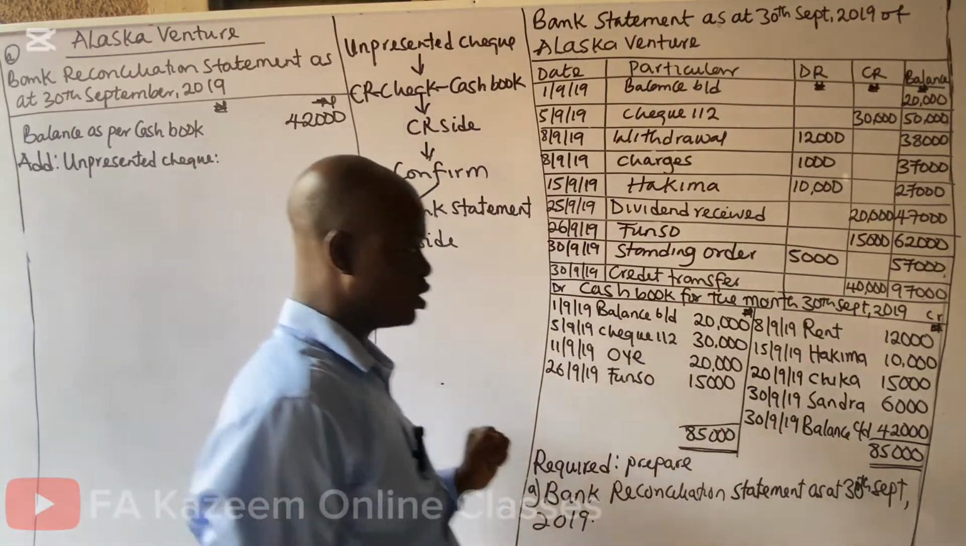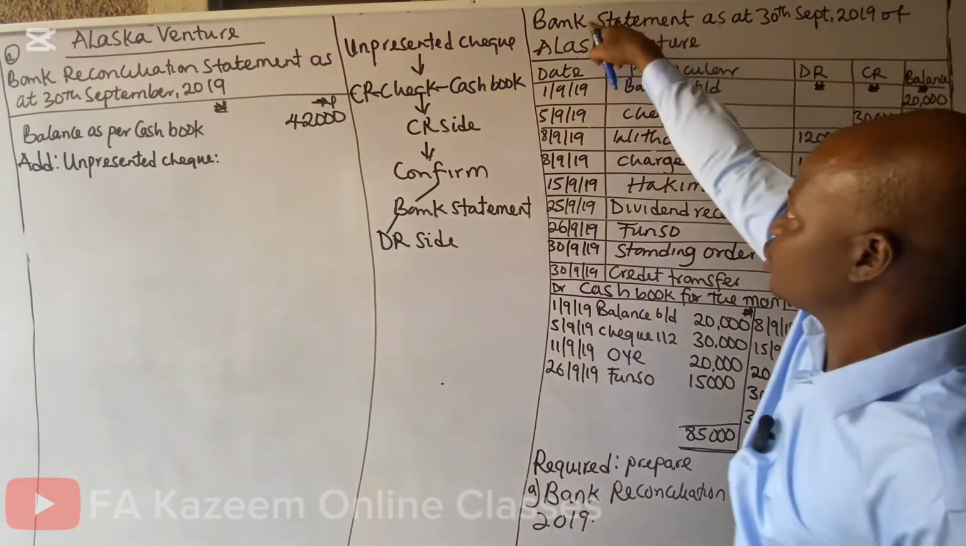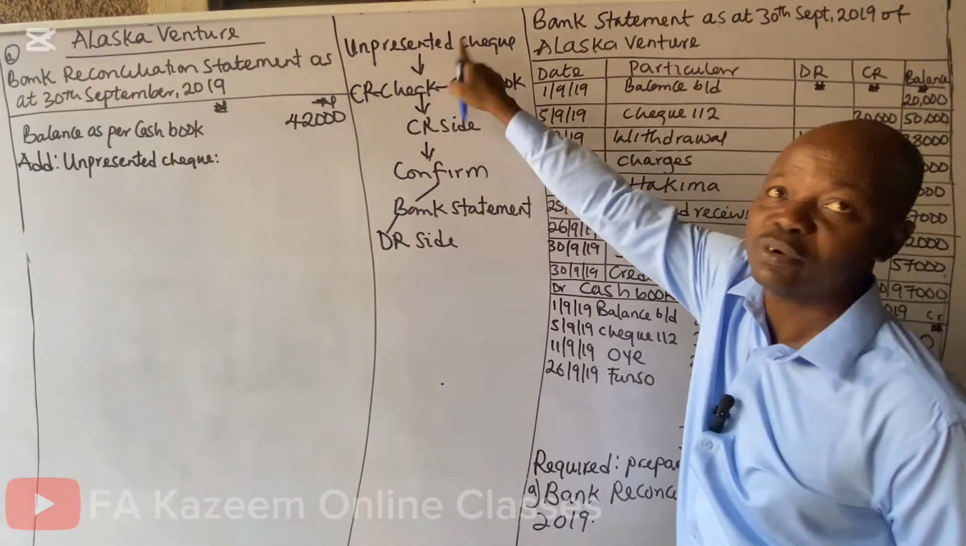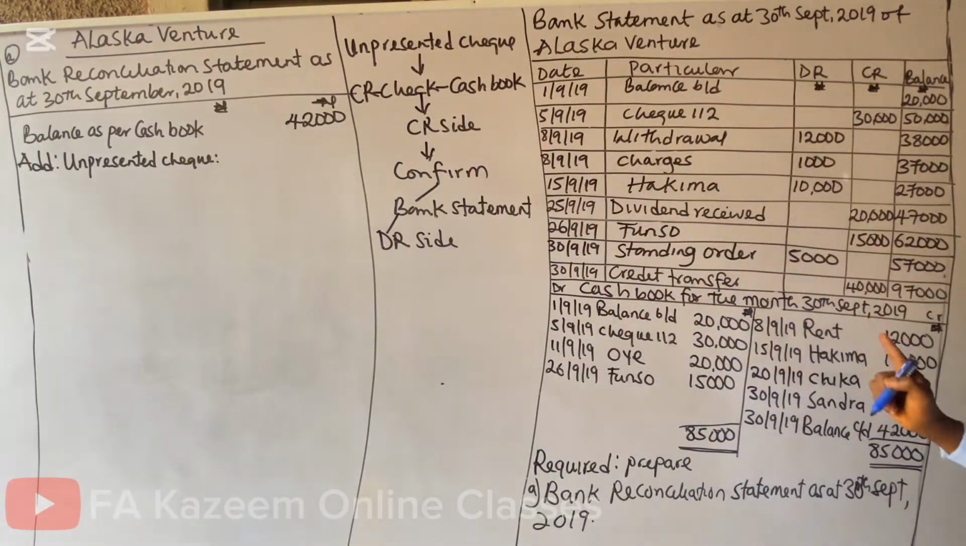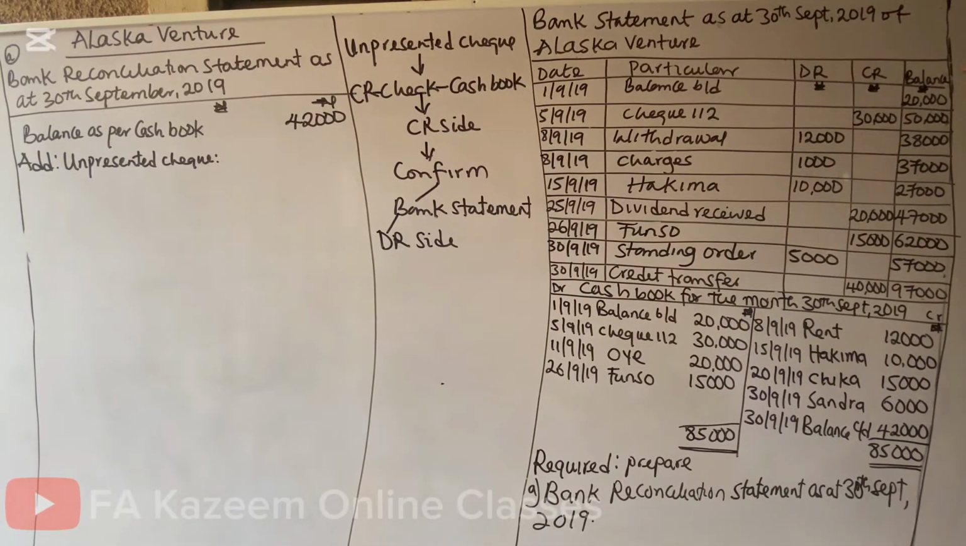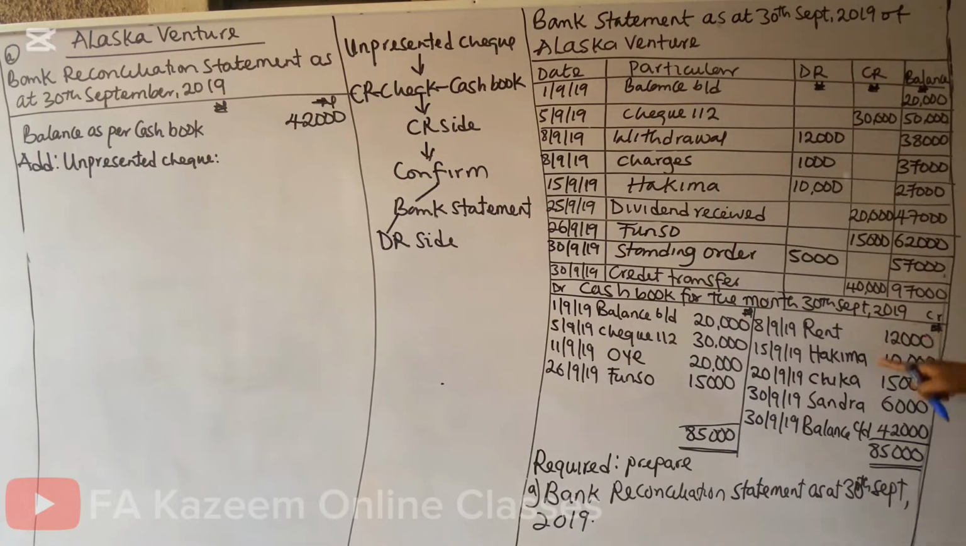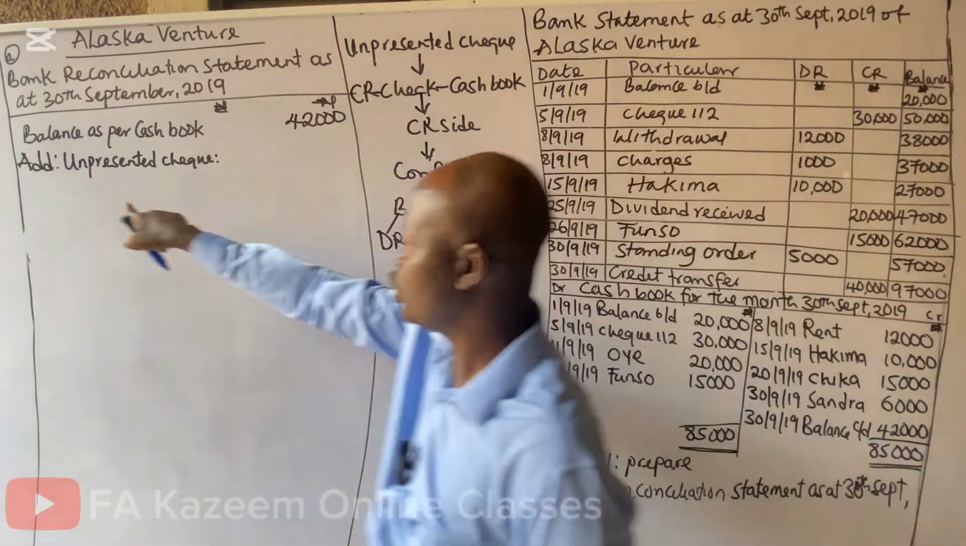Let's start one after the other. All the checks going out but not yet taken to the bank are what we call unpresented checks. Why? Because it has been deducted in the cash book, but it was not reported in the bank statement, meaning that money has not been withdrawn. If the money has not been withdrawn and it has been deducted, what you need to do is to add back.